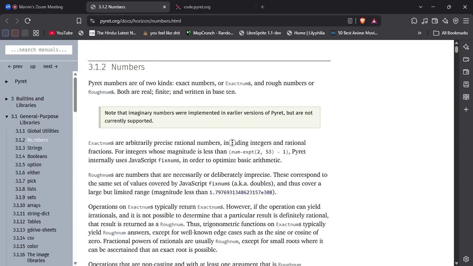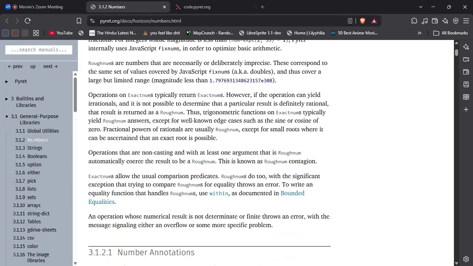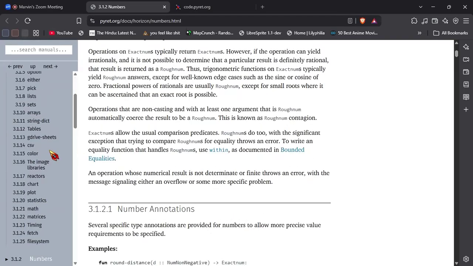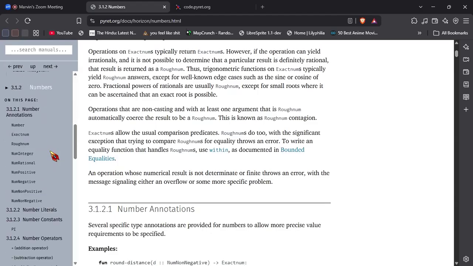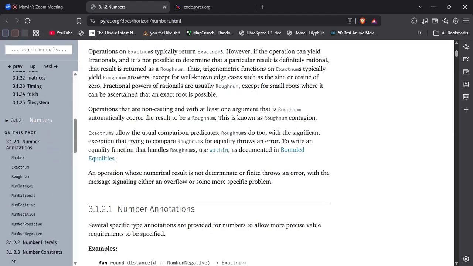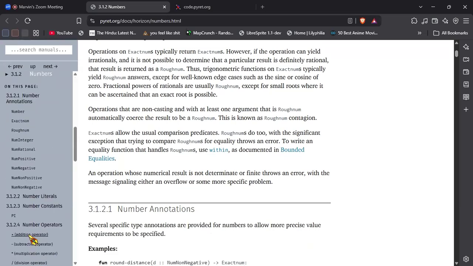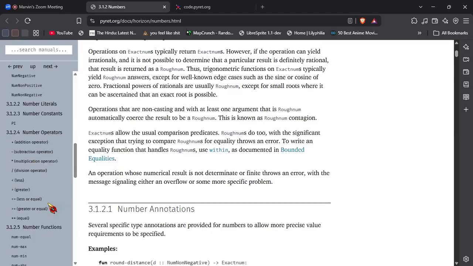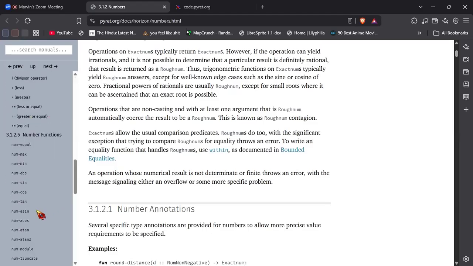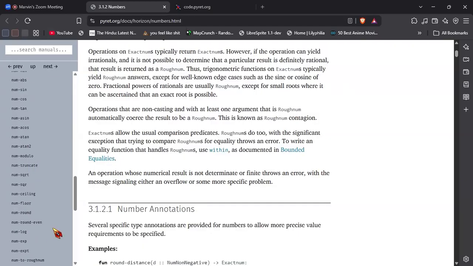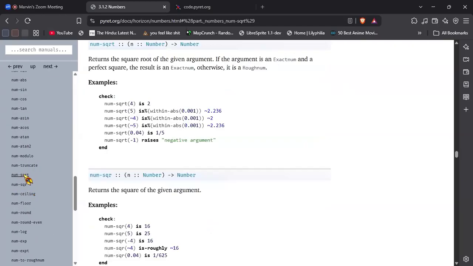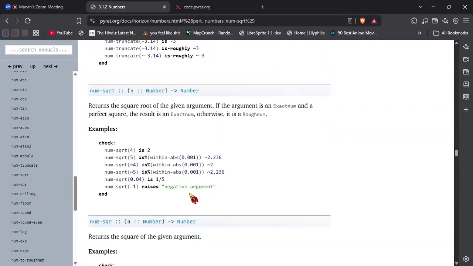Okay, so if you scroll on the left-hand side even more, you'll see a very high-level overview of what this page has. Somewhere in here, there's a square root function. Ah, you found it. Nice.